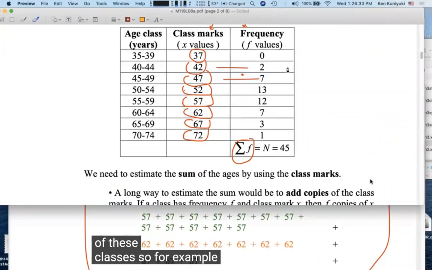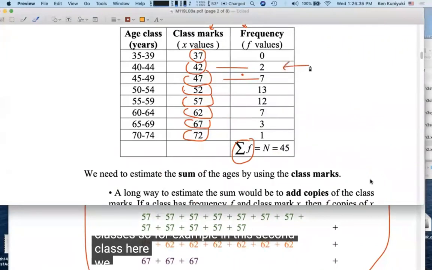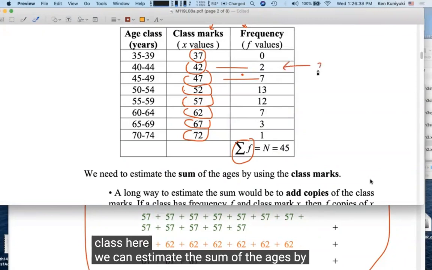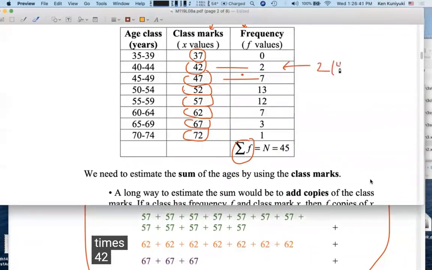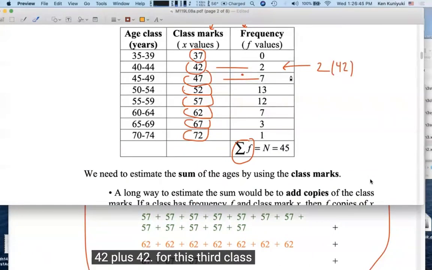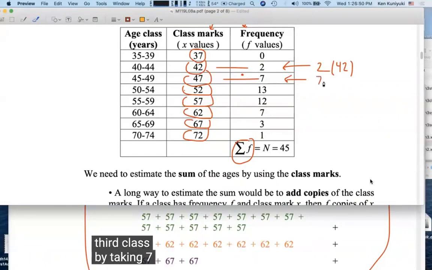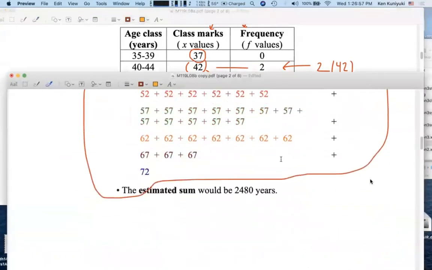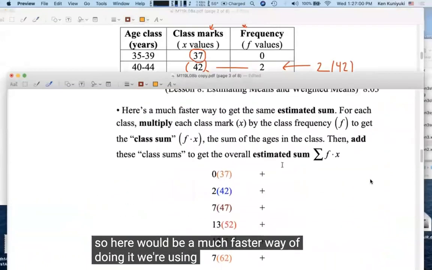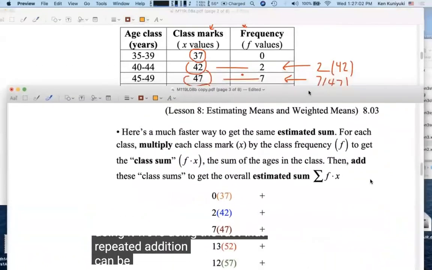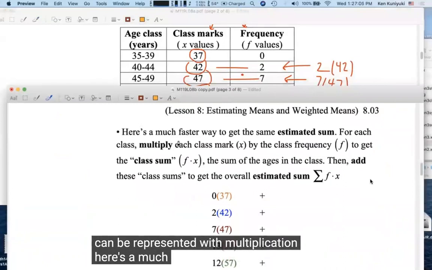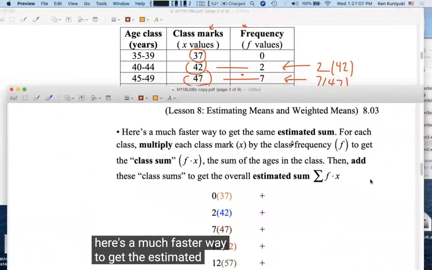So for example, in this second class here, we can estimate the sum of the ages by 2 times 42. 42 plus 42. For this third class here, we can estimate the sum of the ages by taking 7 times 47. And so forth. So here would be a much faster way of doing it. We're using the fact that repeated addition can be represented with multiplication.